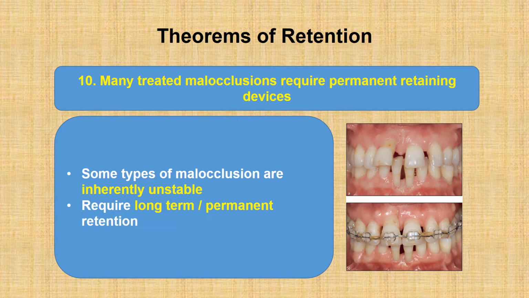Now, the last theorem of retention is that many treated malocclusions require permanent retaining devices because some types of malocclusion are inherently unstable. When they are unstable, they will need long-term or even permanent retention to hold the teeth in position. An example of this is where the treated dentition is periodontally compromised, and in this situation permanent retention will be needed.